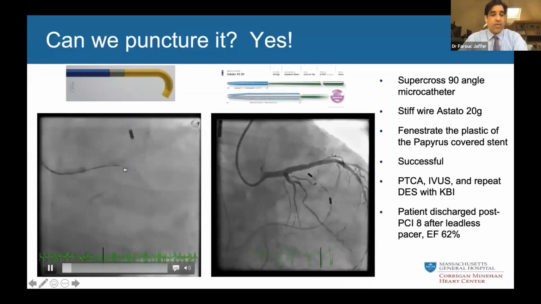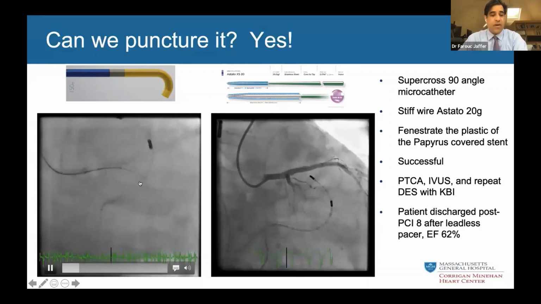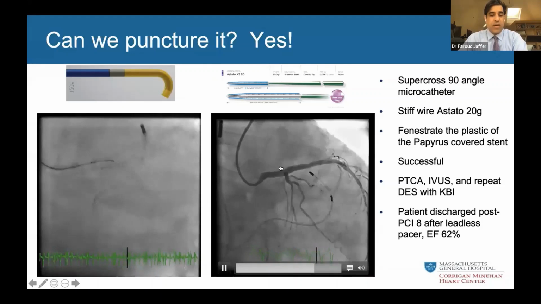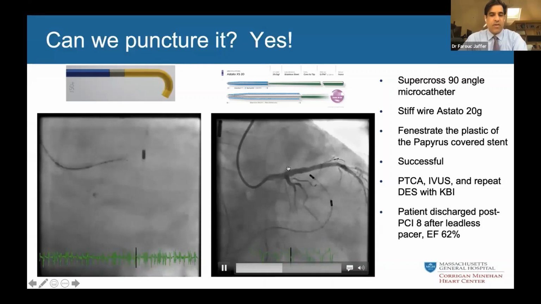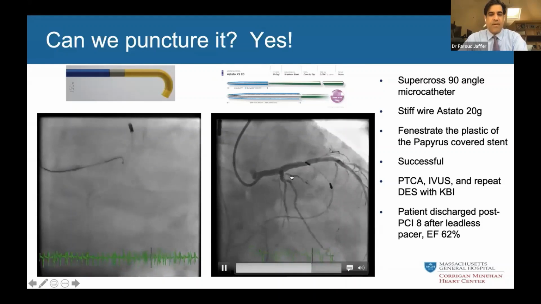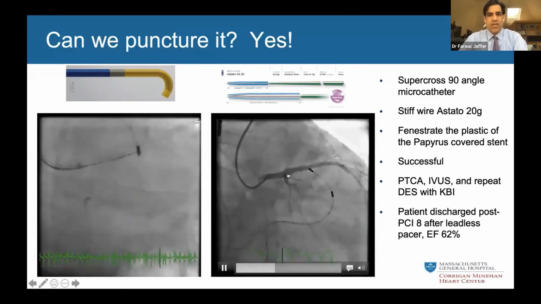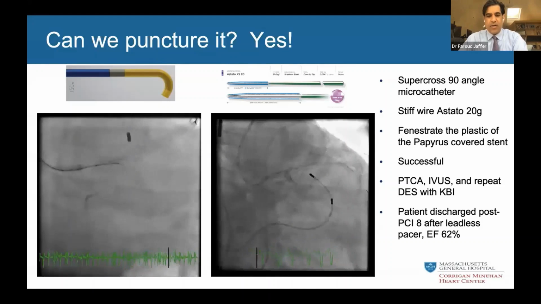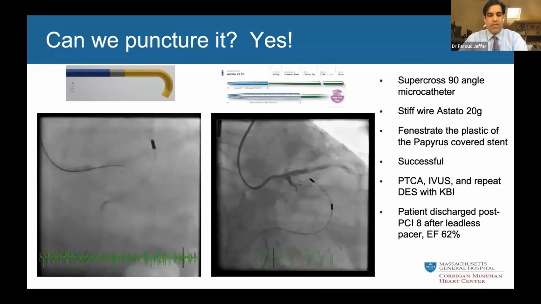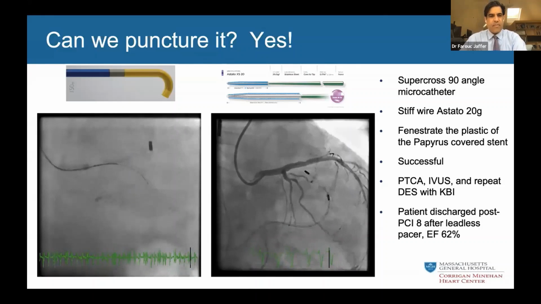The Supercross itself followed. Then we did angioplasty, ultimately re-imaged and then re-stented with the DES in a final kiss here with a kind of standard DK approach, which allowed us to ultimately succeed in this area. So fortunately, he did well. He was discharged 8 days later, after a leadless pacer, with a normal EF.